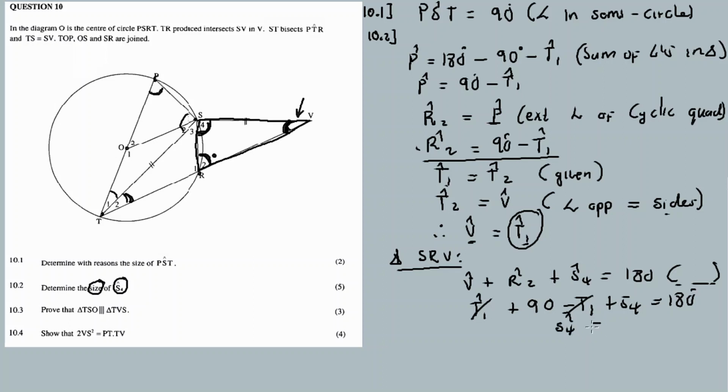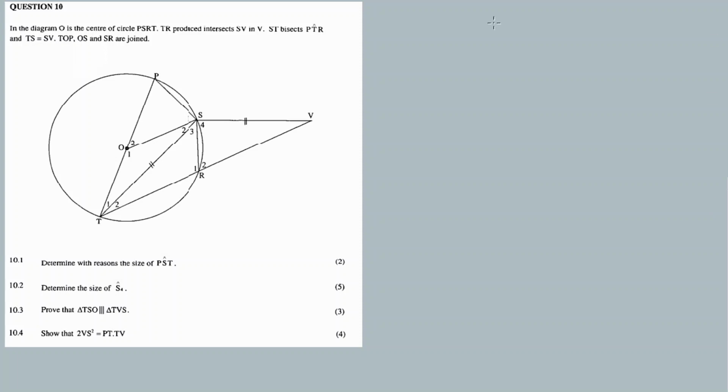Some of the things we do in maths look absurd, but they are necessary, especially in solving or proving things like this. You need to set up an equation such that some things cancel, so that you are left with what is useful for your calculations. So S4 is equal to 90 degrees. Now see how tricky this question was, but we have removed the difficulty. Now we go to 10.3.